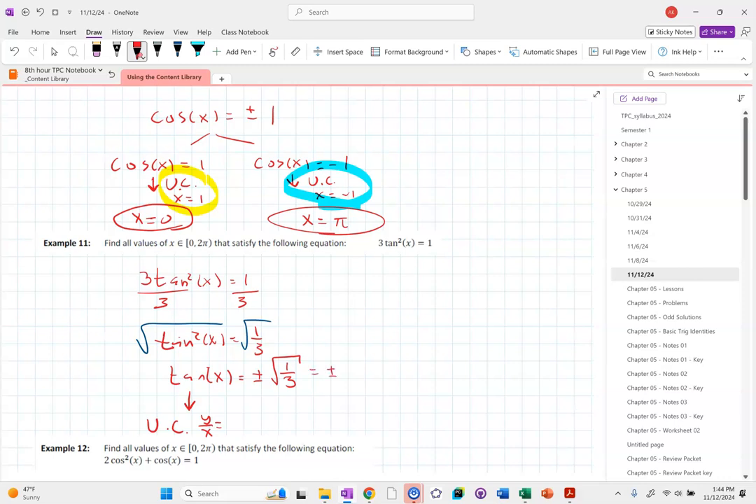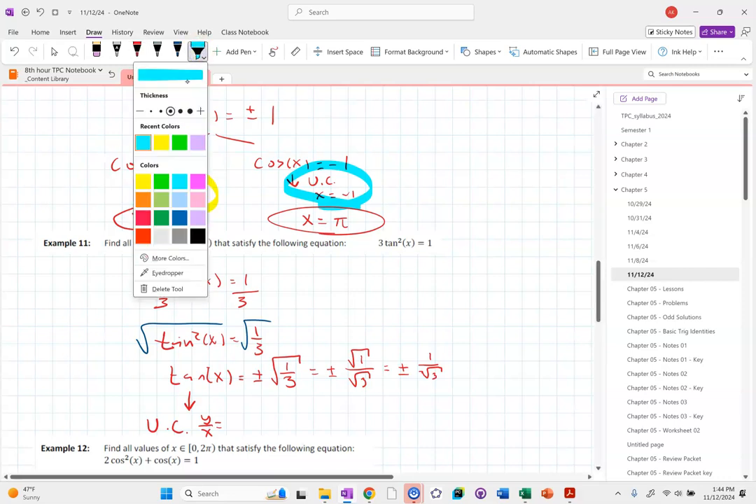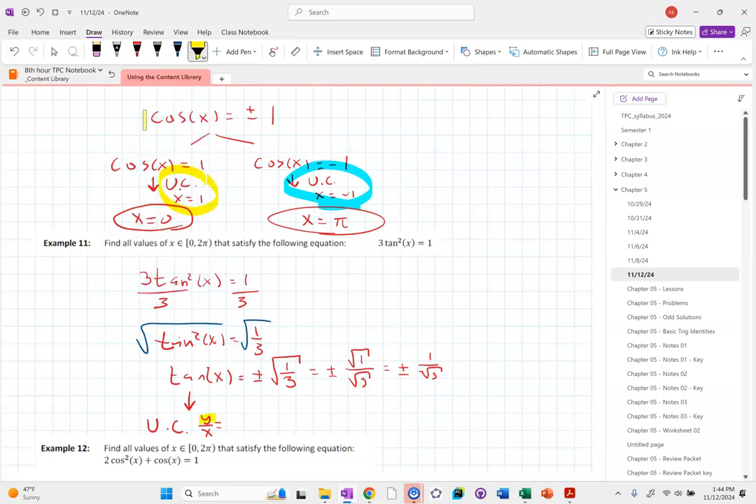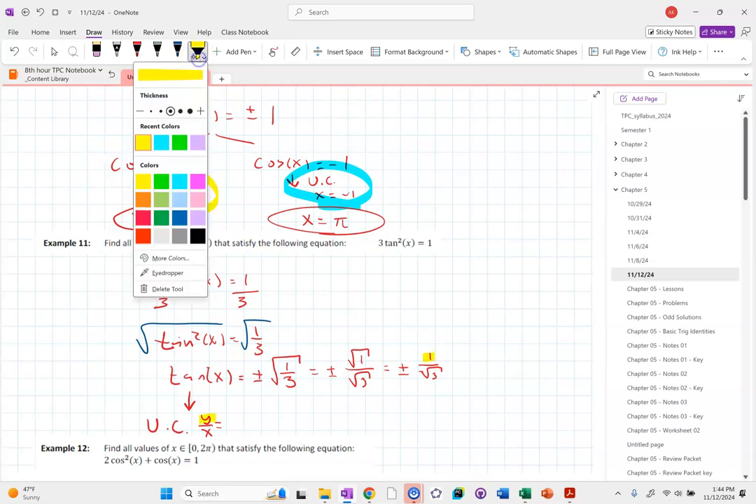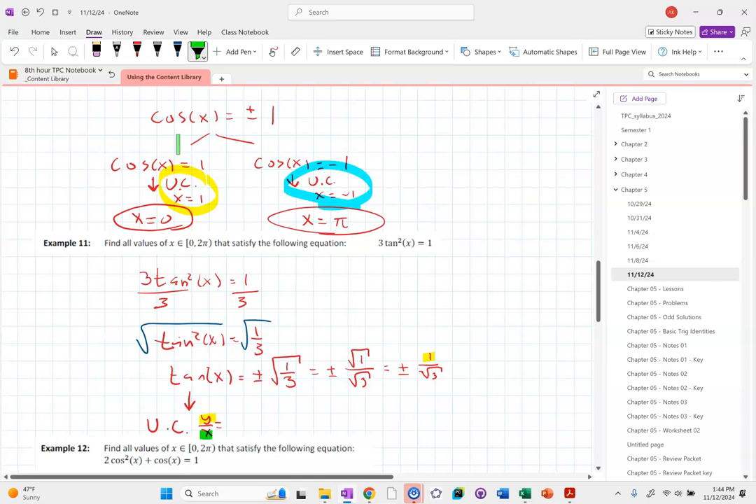So I remember that the square root of a fraction is the same thing as the square root of the top over the square root of the bottom. And the square root of 1 is just 1. So, okay, now this looks okay. So I'm going to look for where y is 1 and x is square root 3.